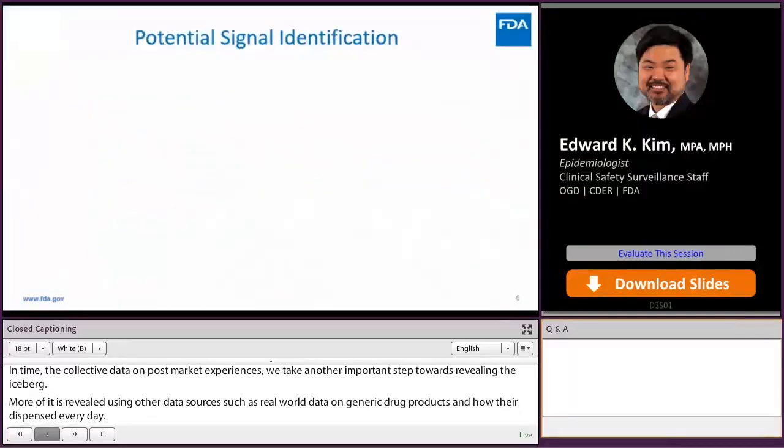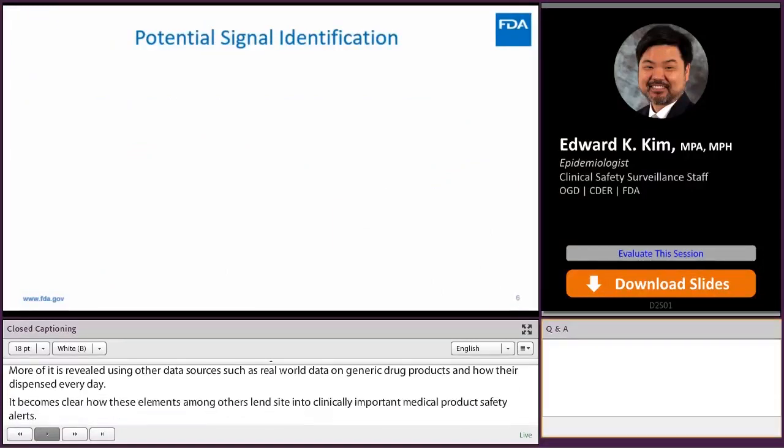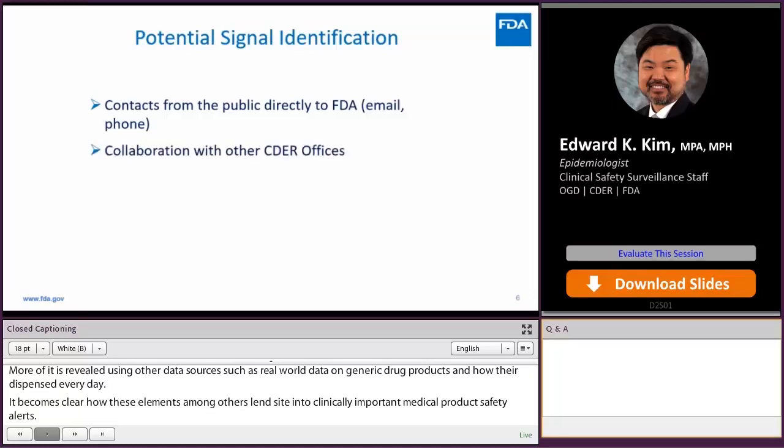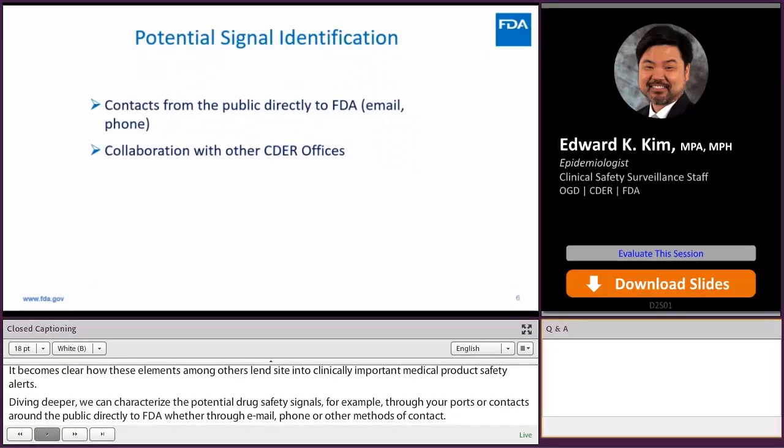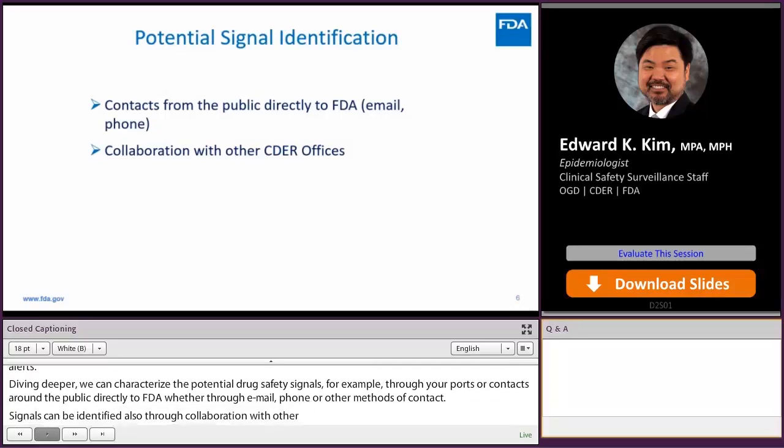Delving a bit deeper, we can characterize potential drug safety signals, for example, through reports or contacts from the public directly to FDA, whether through email, phone, or other methods of contact. Potential signals can be identified also through collaboration with other Center for Drug Evaluation and Research offices, such as Office of New Drugs, Office of Surveillance and Epidemiology, and Office of Pharmaceutical Quality.